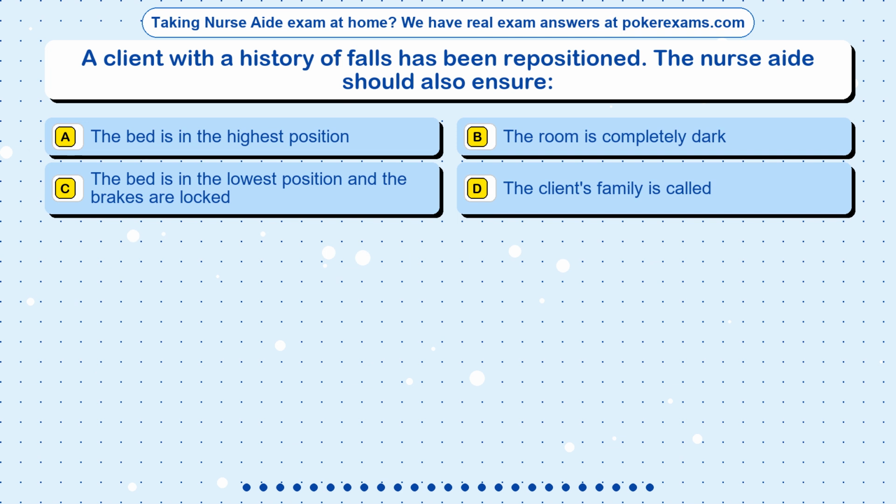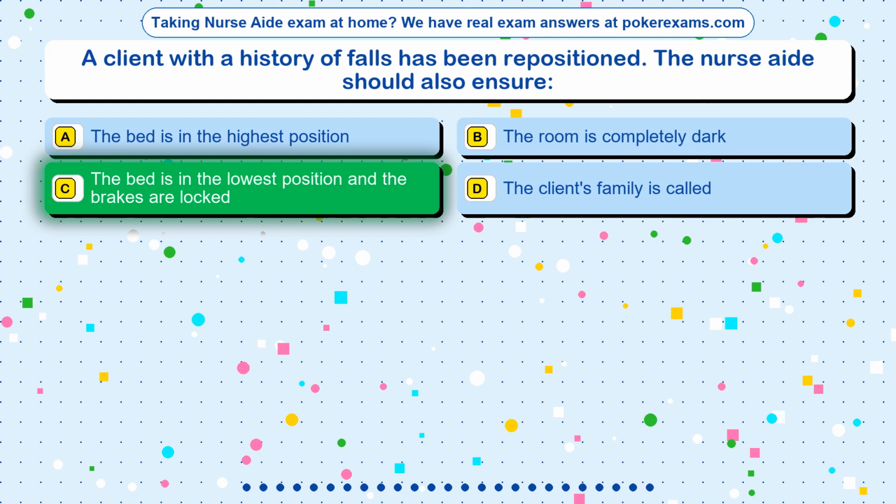Question 2. A client with a history of falls has been repositioned. The nurse aide should also ensure. Option A. The bed is in the highest position. Option B. The room is completely dark. Option C. The bed is in the lowest position and the brakes are locked. Option D. The client's family is called.